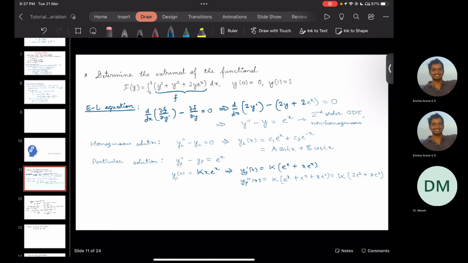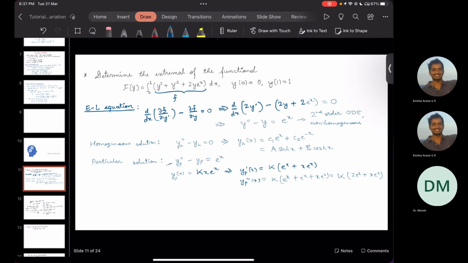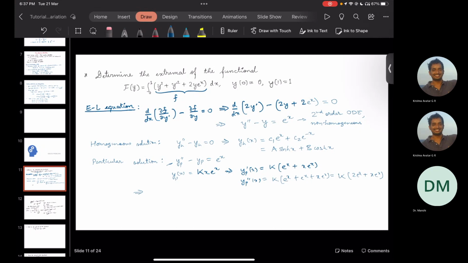Now let's substitute these expressions in this equation here. So this implies that k 2 to the power x plus x e to the power x minus k x e to the power x is equal to e to the power x, right? So then this gives us 2k e to the power x, because this term cancels out. 2k e to the power x is equal to e to the power x.